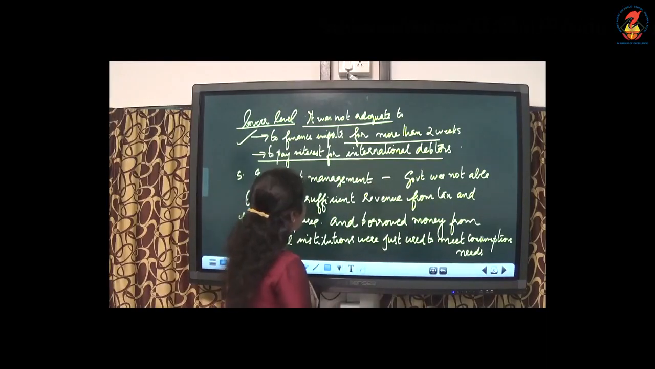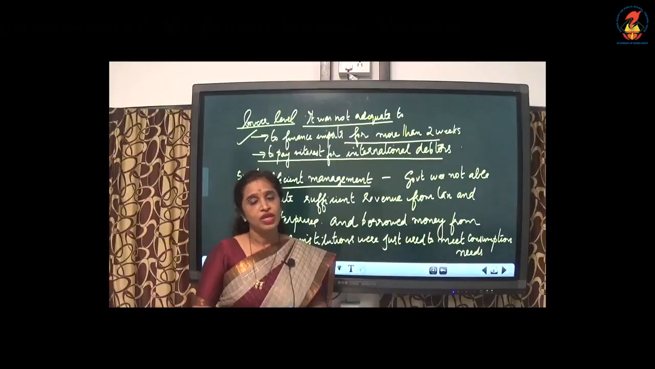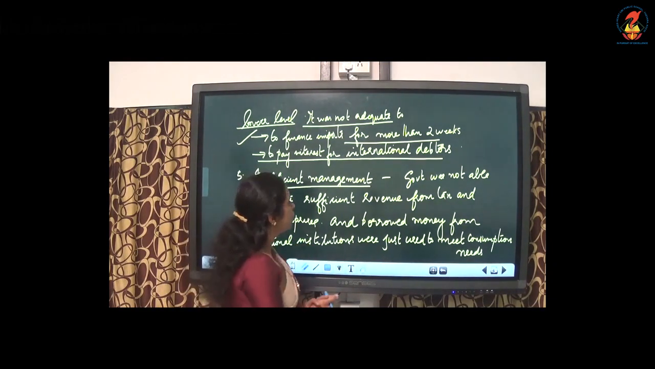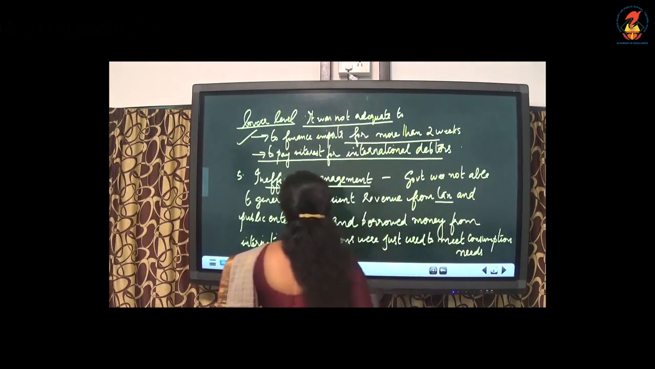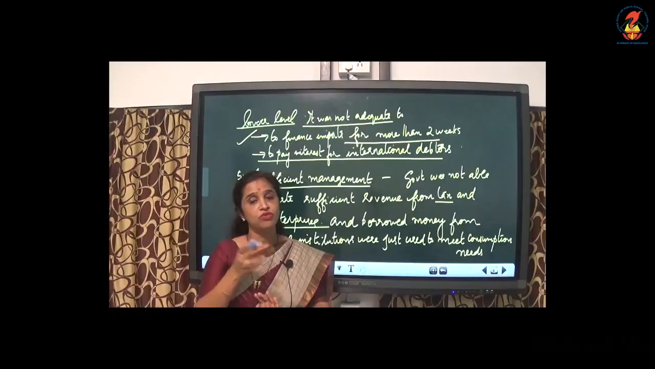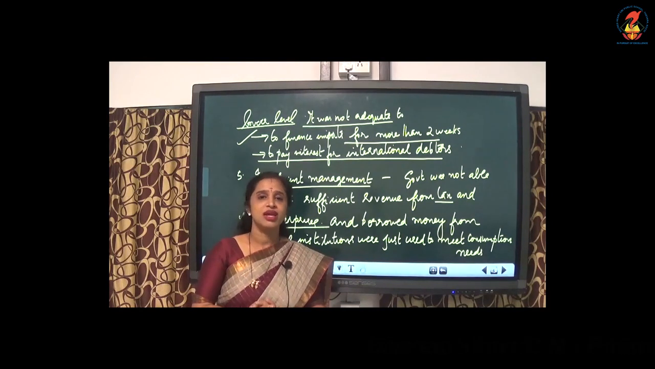Then comes the next one, inefficient management. I told you in some cases expenditure was more than revenue for the government. Now, what is the main source of revenue for the government? There are two major sources of revenue for the government. One is tax and the other one is running of public enterprises. Government gets revenue in two ways. One is by collecting the tax from the people and the other one is by running the public sector enterprises. In these two areas the government failed.